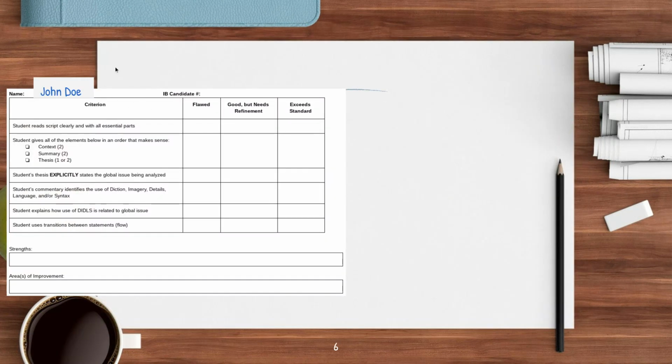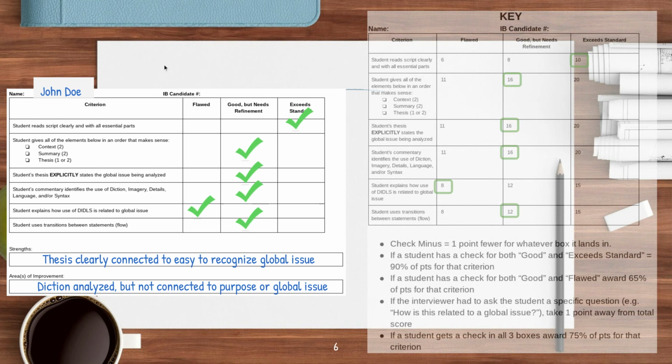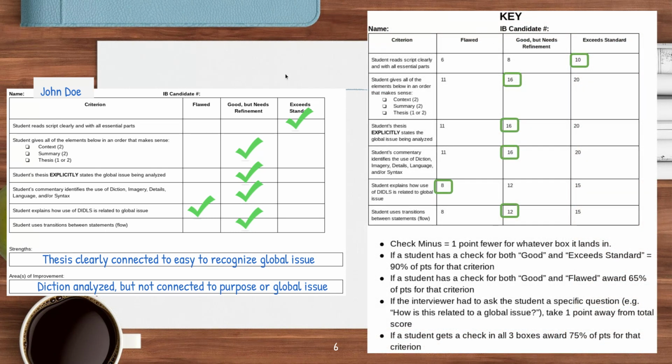If you look at my sample student, John Doe here, these are the scores that John received when he did his commentary. I've given him that feedback about the strengths and what areas he can improve on. And then using the key, looking at the check marks and the corresponding numbers or scores, John ends up with a grade of 78% for his commentary.